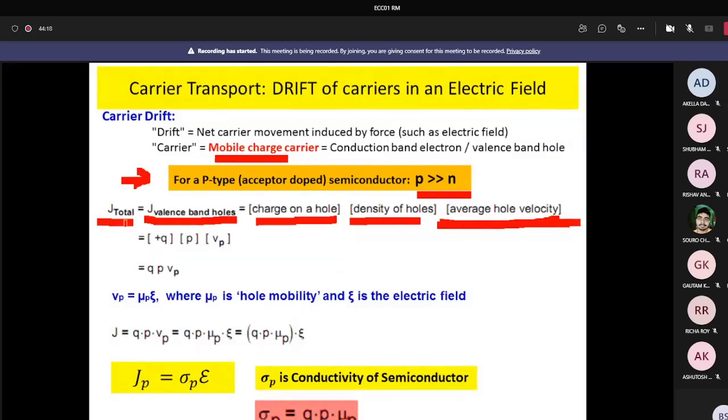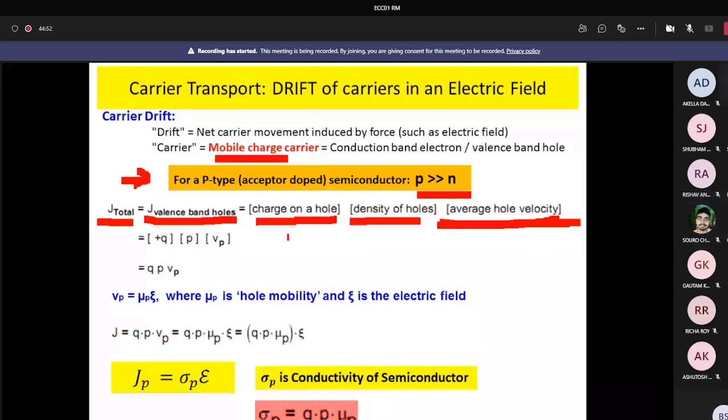So what is the charge? Charge on a hole is plus Q. What is the current density? Can you define it? Sir, current per unit area. Current per unit area is the current density. Then what is the current? When we multiply current density by area, we get the current.